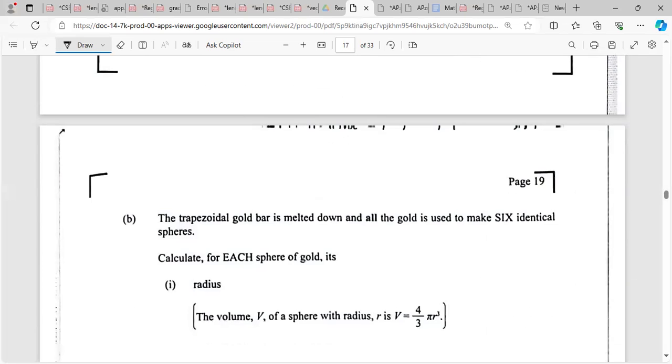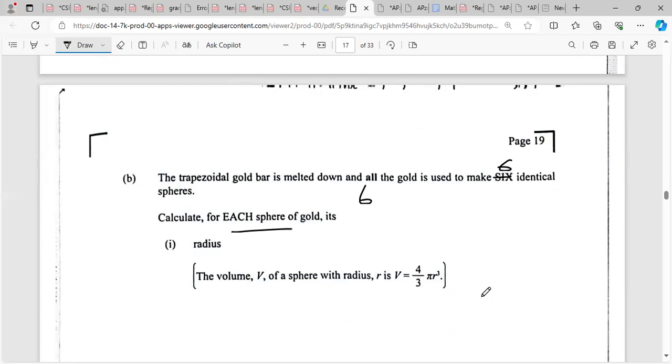Alright, this one says now the trapezoid gold bar is melted down. Jeez. What in the world? The trapezoid gold bar is melted down and all of the gold is used to make 6 identical spheres. Calculate the radius for each sphere of gold. So each one of them, and how many of them? 6. Why did you put 6 in? And they said the volume of the sphere with radius r is that. So I guess it has to be the same volume.